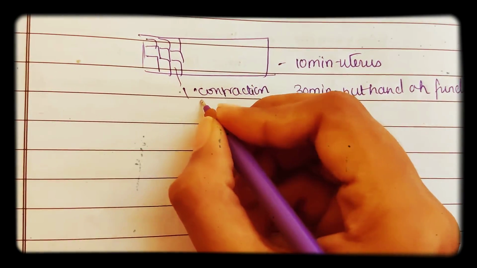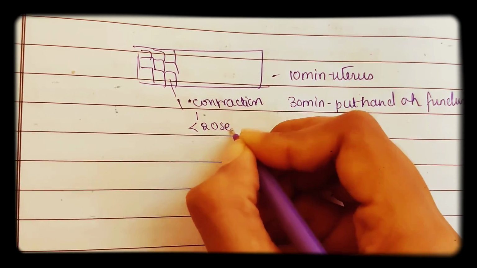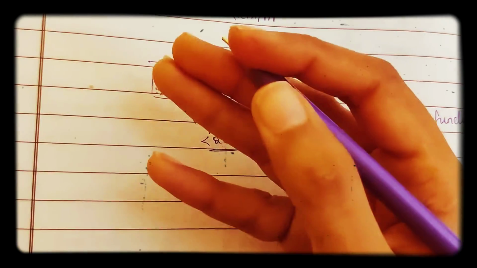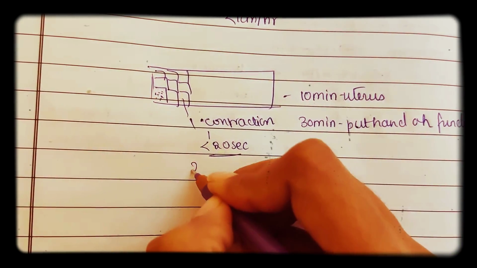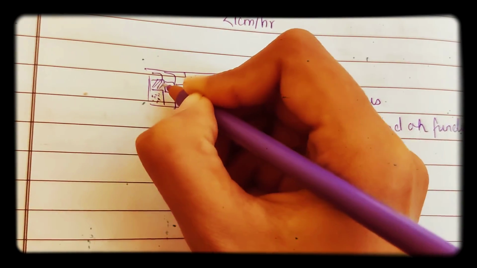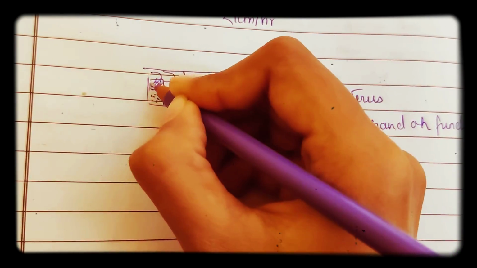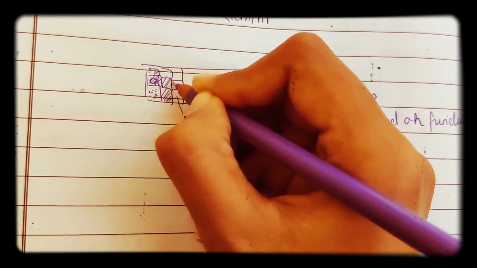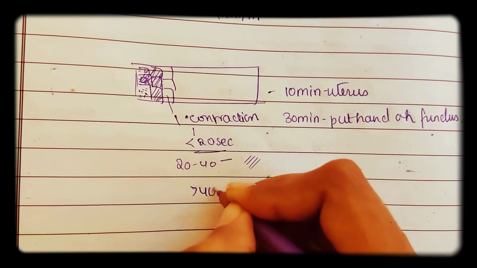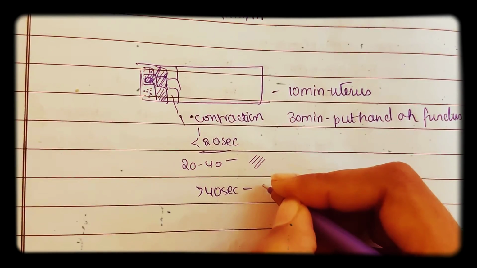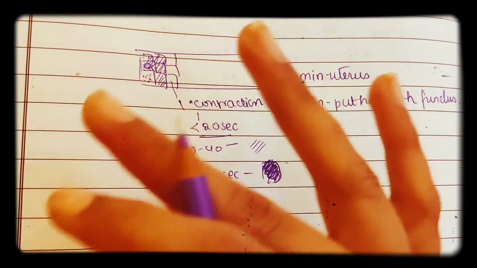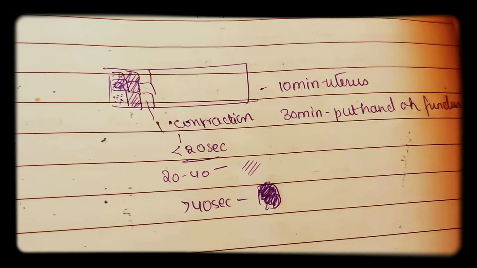If the duration of a contraction is less than 20 seconds, then you draw a dotted square like this. If the contraction is between 20 to 40 seconds, then you draw a square with diagonal lines. So this all will be dotted, and this is a diagonal line square. And if the contraction is greater than 40 seconds, then you draw a square with solid coloring. You completely cover the square in a dark color. This is what you need to observe.